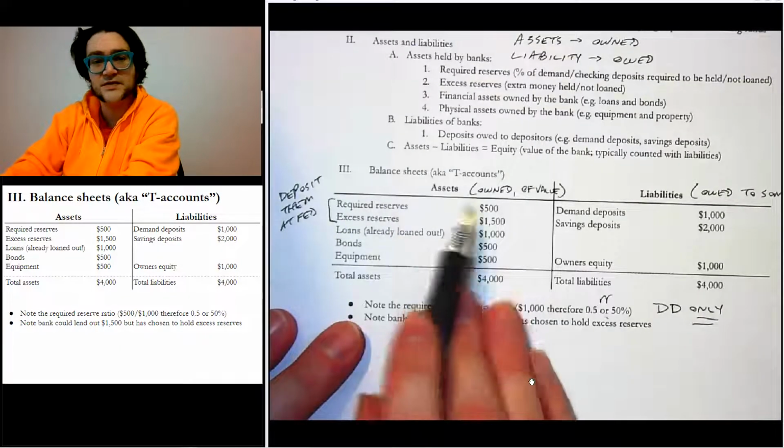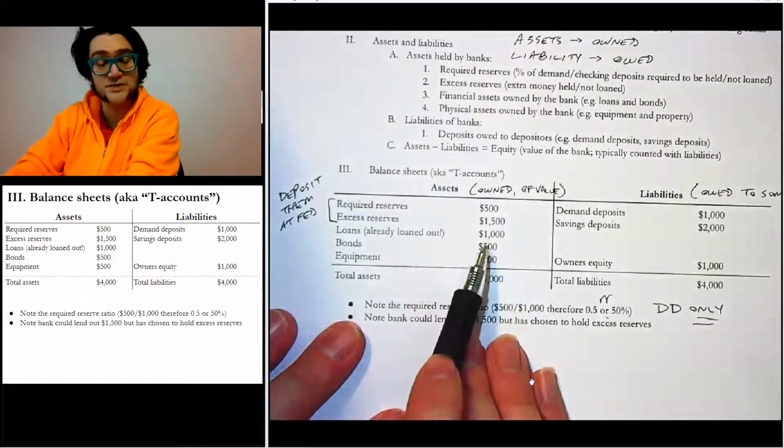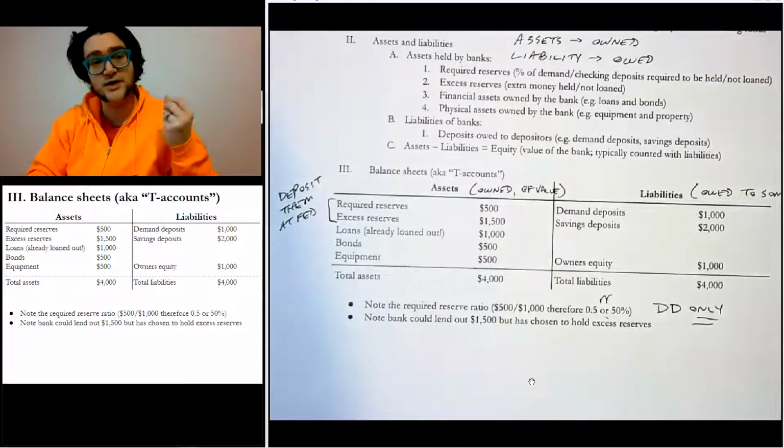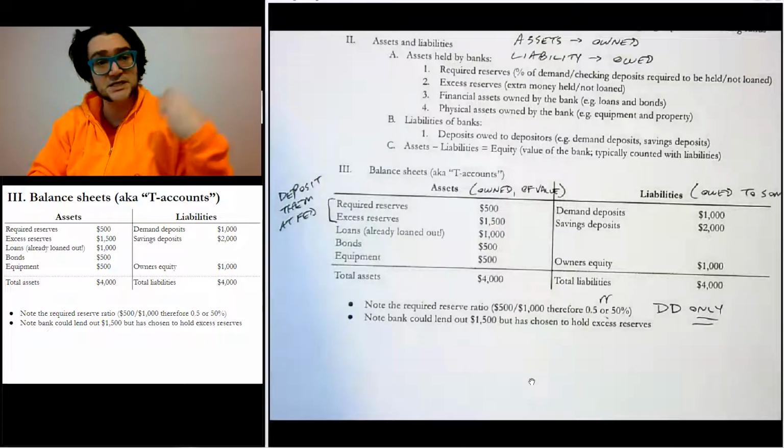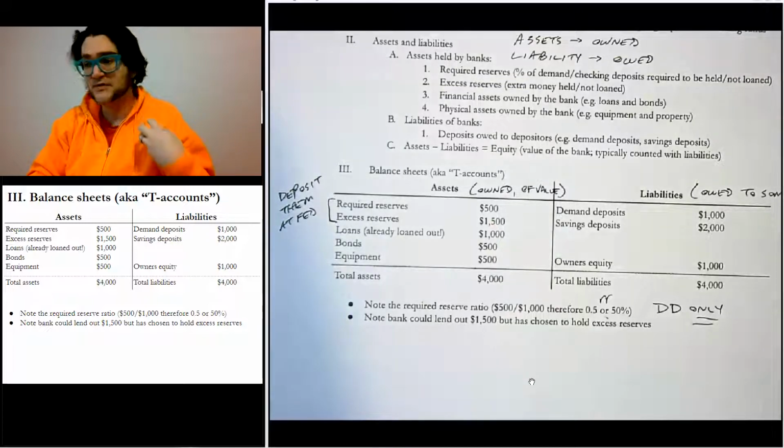And the other things that they own that are of value are loans. So when the bank makes a loan to someone, they're lending out money, but actually that's something of value to that bank because it's an income stream that they're getting, and it's something valuable, right?